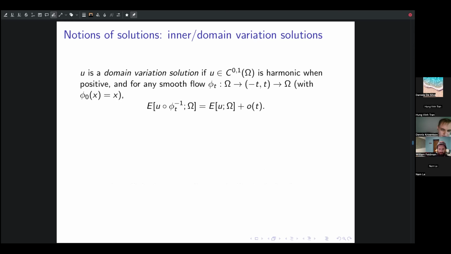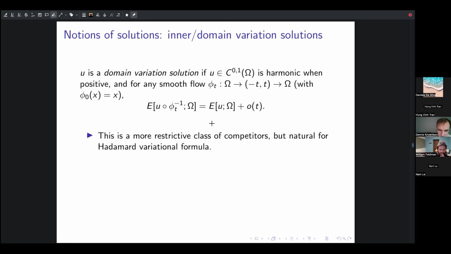Okay, you can instead do inner variations. Inner variations means you compose with a diffeomorphism of the underlying domain, and that should not change the energy to first order. So I have a vector field, I take a flow of the vector field, and I push the U forward by the flow, and I look at how much that changes the energy, and that should change the energy to a higher order than first. Okay, so this is more restrictive than looking at outer variation solutions.